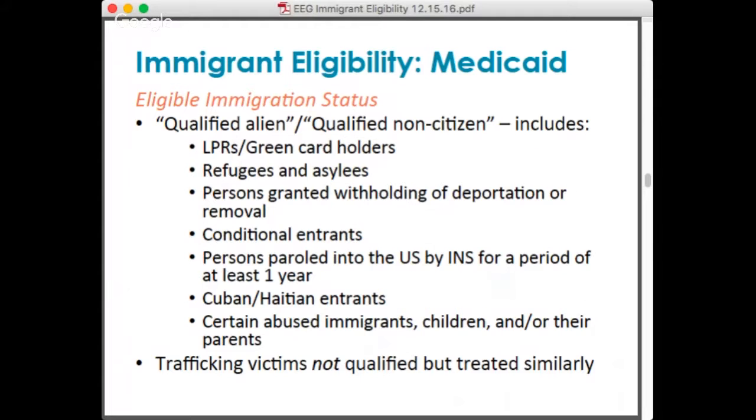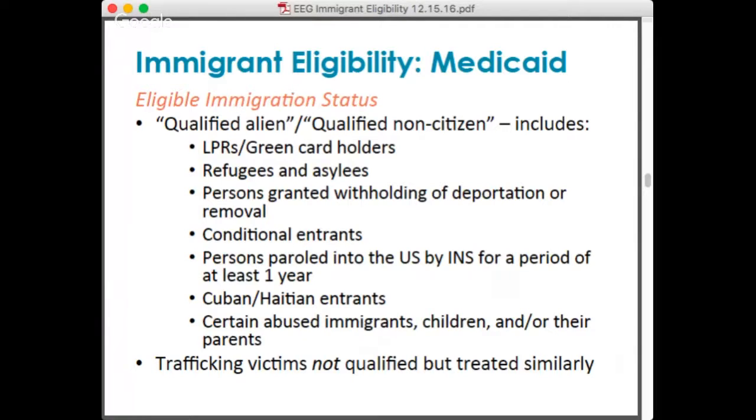All right, so now that we've talked about income and residency, we have to talk about qualified immigration statuses. This is where it starts to get tricky. To be eligible for Medicaid, you have to have an eligible immigration status. This goes back to these definitions that came around in the 90s around what is considered a qualified alien or qualified non-citizen. A person has to fit into these categories of being a qualified alien or qualified non-citizen. A person's immigration status dictates whether they fit into those categories.